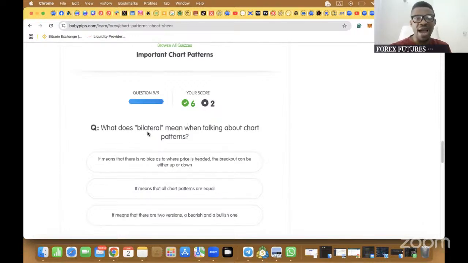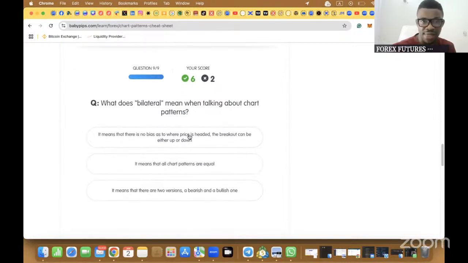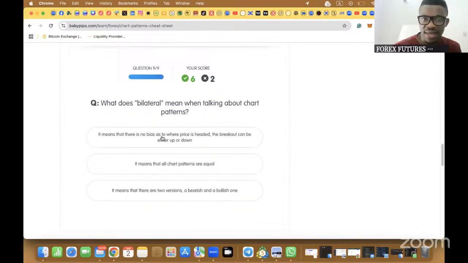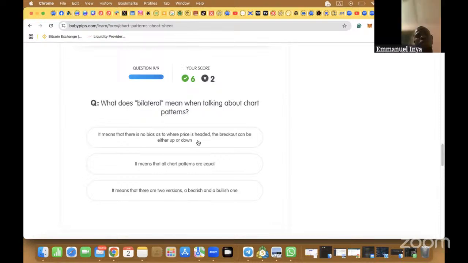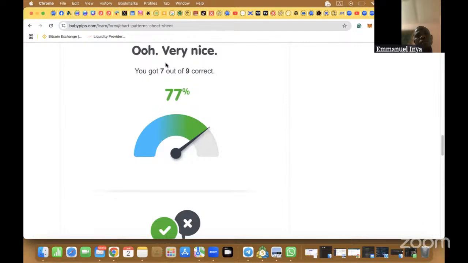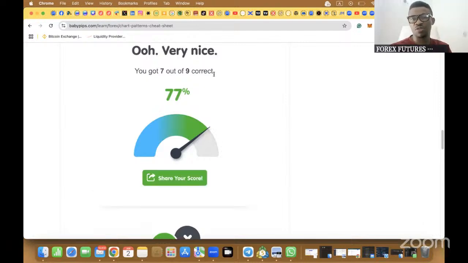What does bilateral mean when talking about chart patterns? I didn't read about that. It means that there is no bias as to where price is headed. The breakout can be either up or down. Yes or no? Yes. Correct. Oh, very nice. You got 7 out of 9.